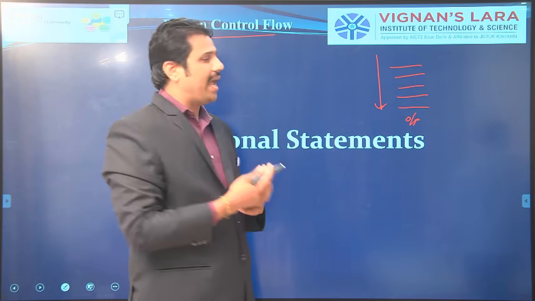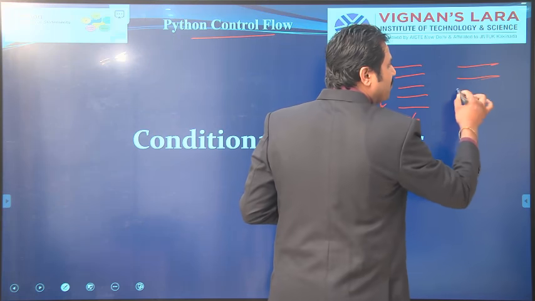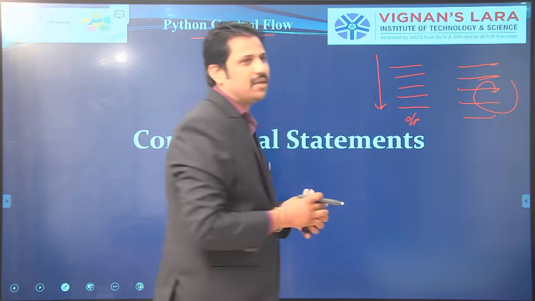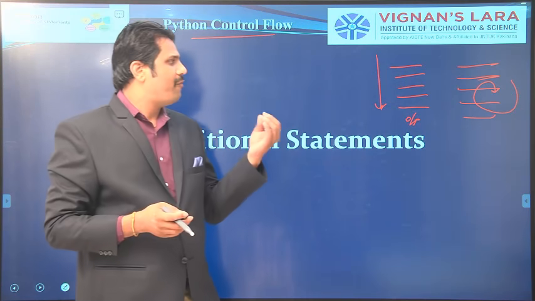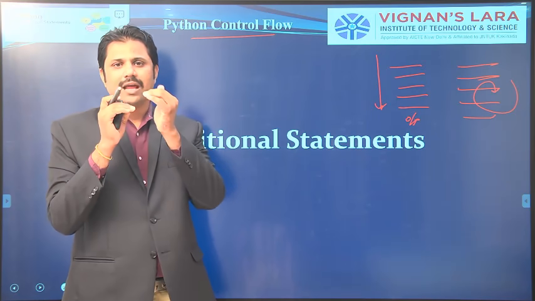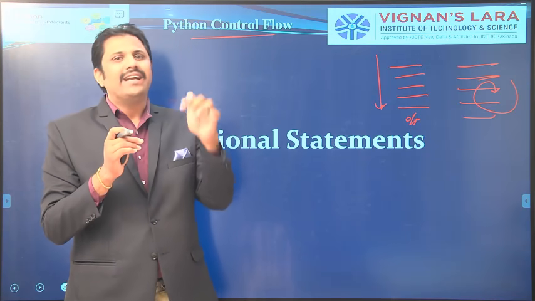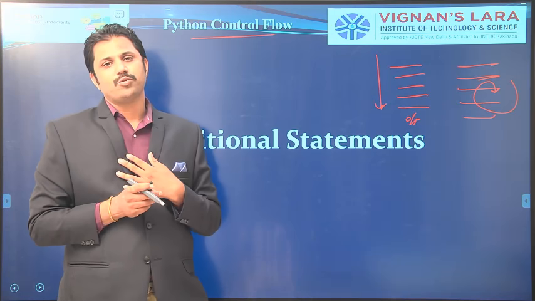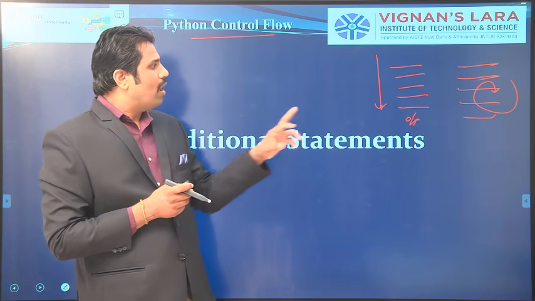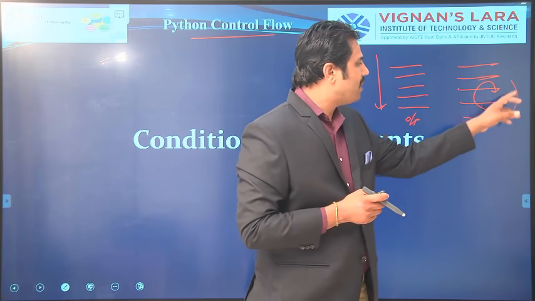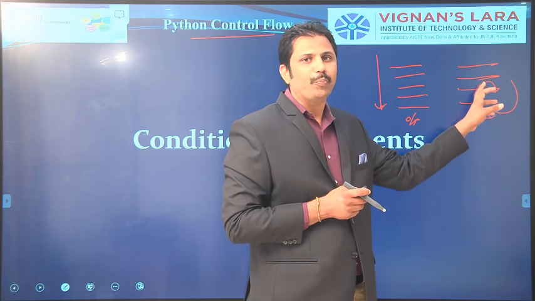Sometimes you may need some looping of the statements. For example, if I want to repeat 10 statements 10 times, these control flow statements are going to be needed. So this is the sequential flow, and this is a flow that contains looping.